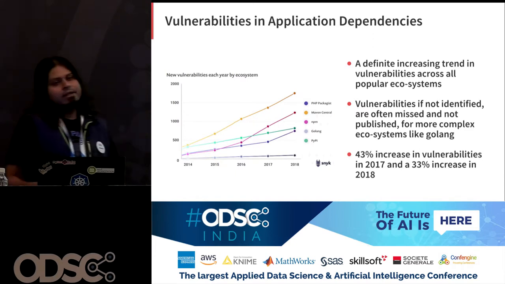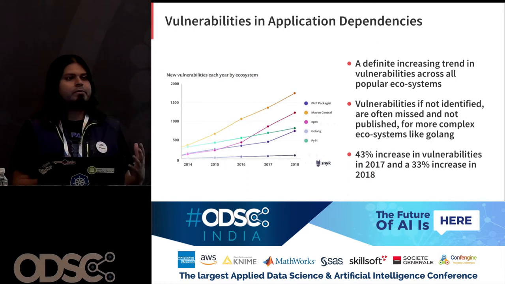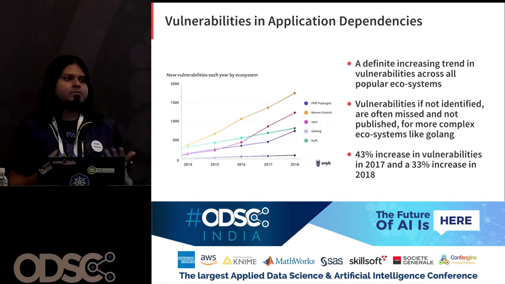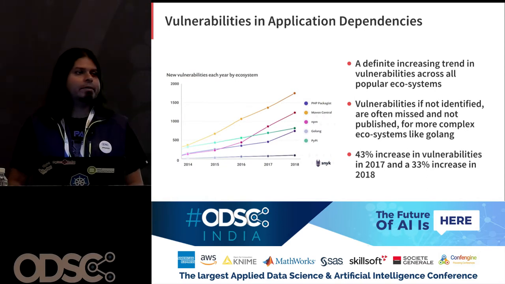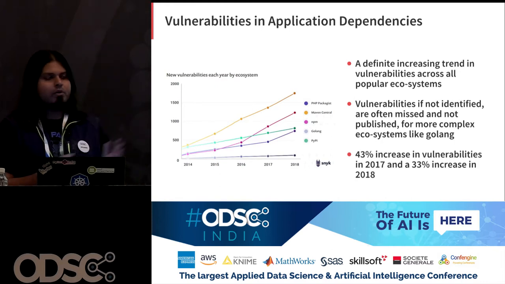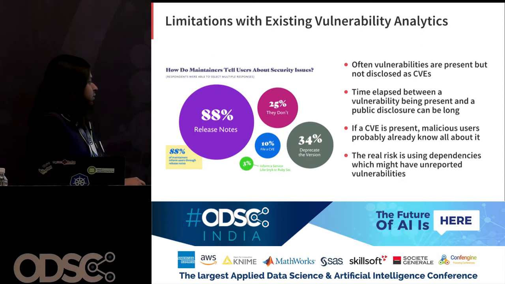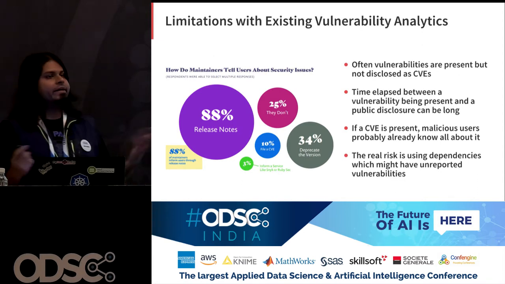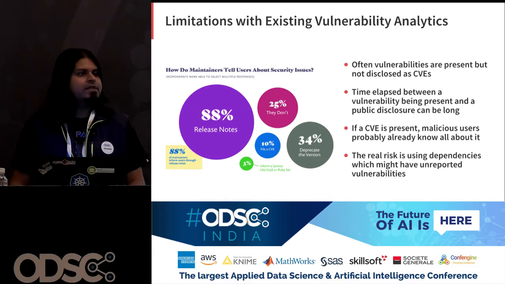So the number of public vulnerabilities are often missed, because if people don't find out about a vulnerability and they don't disclose it publicly, it will never be published as a CVE, right? So that is becoming difficult for more complex ecosystems like Golang, because it's not as straightforward as the other ecosystems. And this is the reason. Only 10% of maintainers, or let's say people who build these repositories or dependencies, file a CVE publicly.